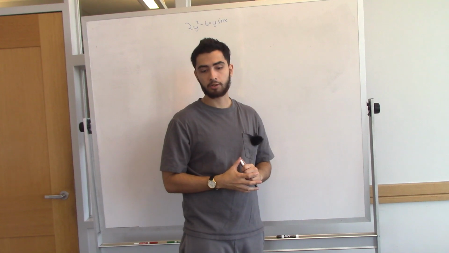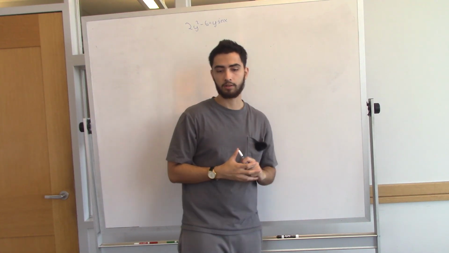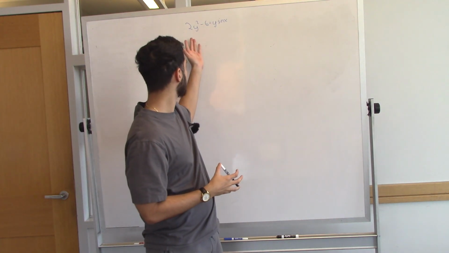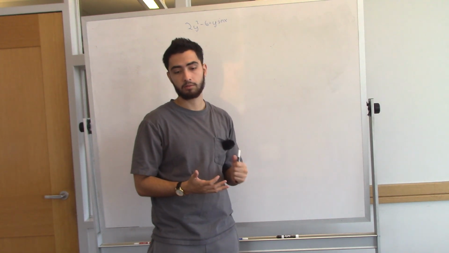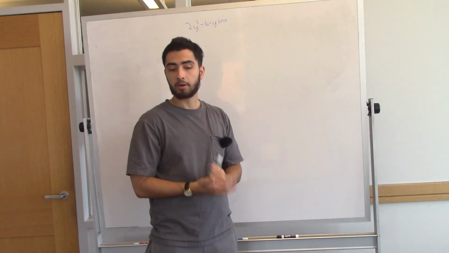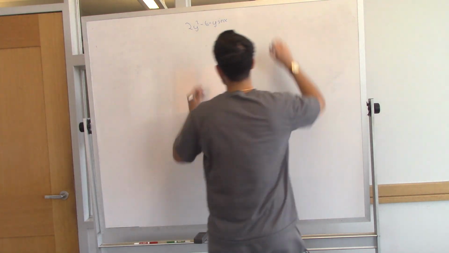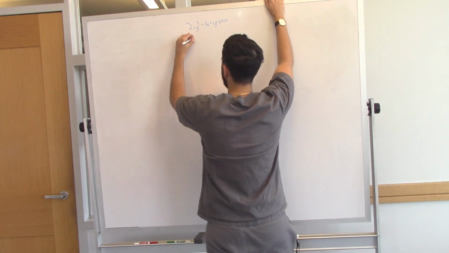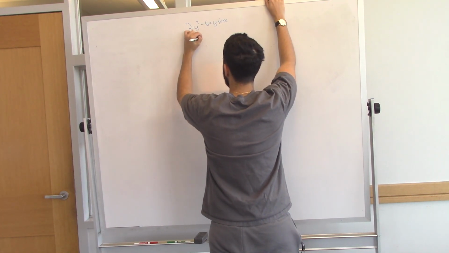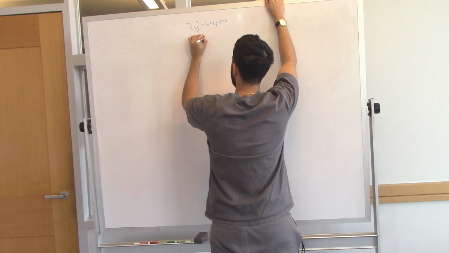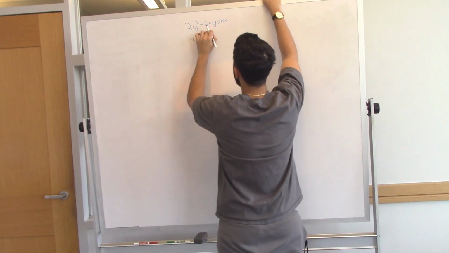Alright, for this FRQ, we're just given an implicit function, which is 2y squared minus 6 equals y sine x. Part A is fairly straightforward. We're just asked to show that the derivative is what they give you. So we're going to differentiate this to get 4y dy dx, minus 6 is 0, equals y sine x.